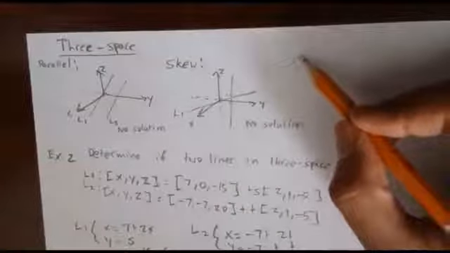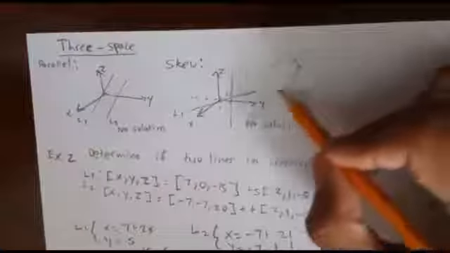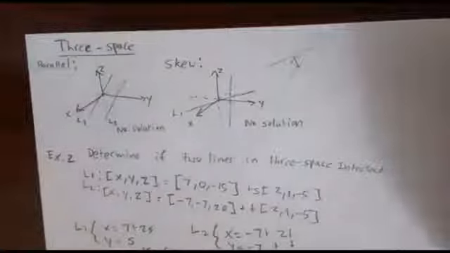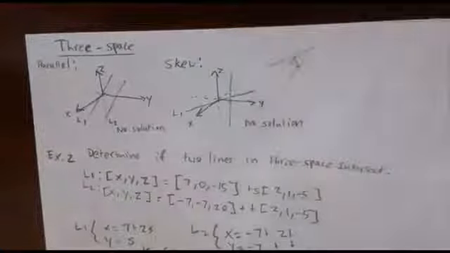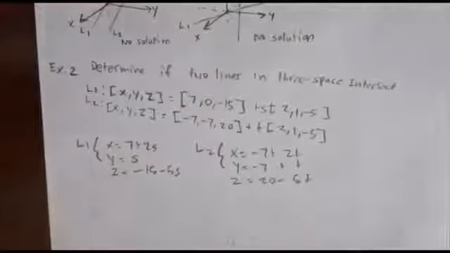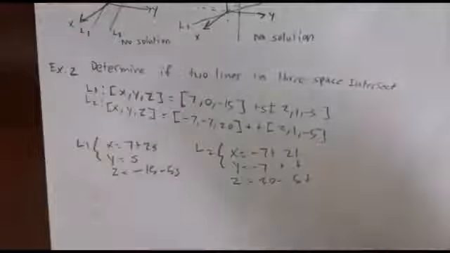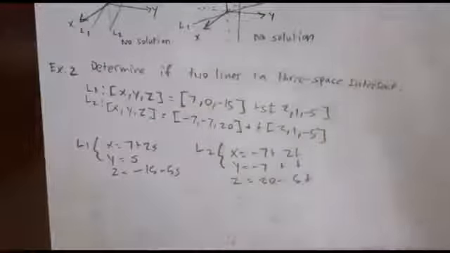Skew is pretty much when you have a line that's either above or below a line that are not parallel and do not intersect at any point. And we'll cover this further on in the lesson. Moving on to example 2, we're going to determine if two lines in 3-space intersect.